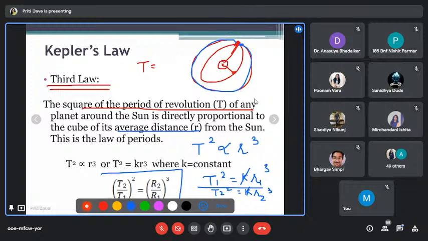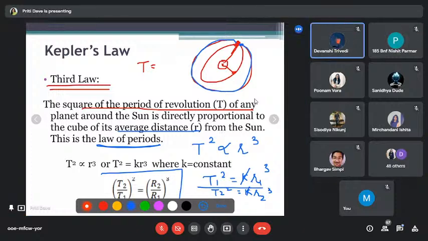All right. And T is the time period. That is the time taken by any planet to take one complete revolution around the sun. And T square is proportional to the average distance from the sun cubed. And this law is also known as the law of periods or law of time periods. Is everybody clear with this?